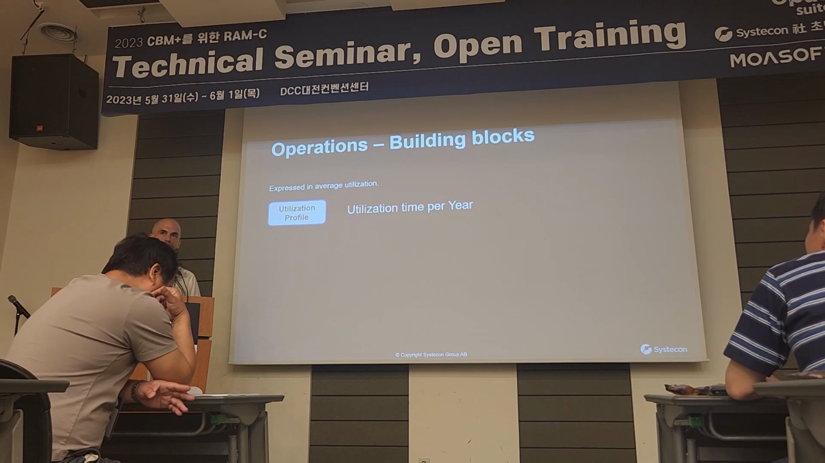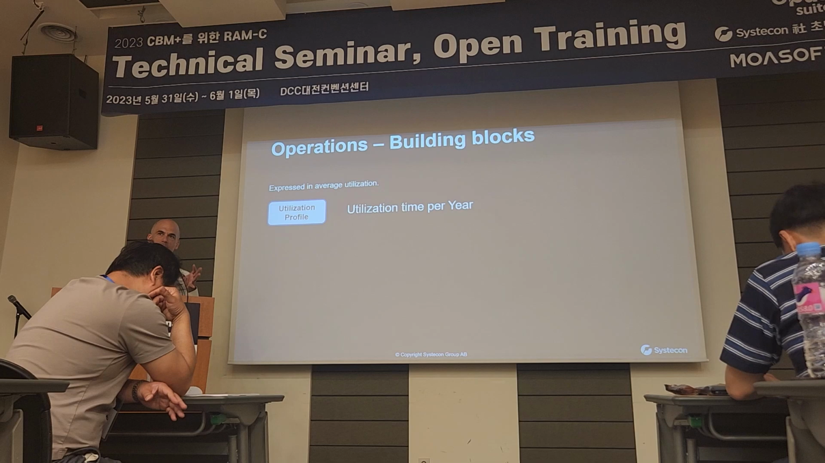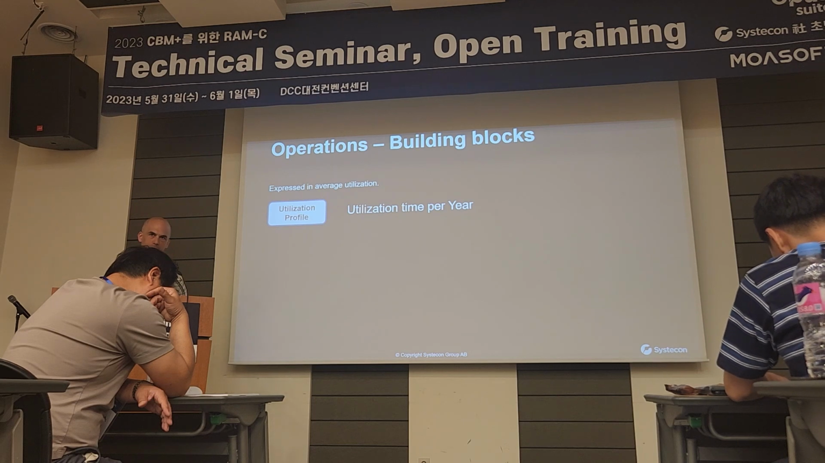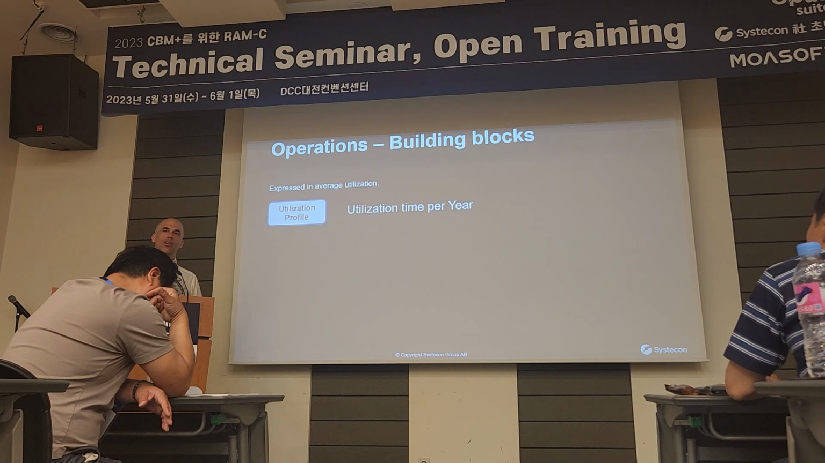You remember I said that OPUS 10 is a deterministic steady state tool. We don't have the dimension of time. Everything is average here. We calculate average transportation time, average repair time, etc. And that goes also for the utilization. So we have to give an average utilization time per year.